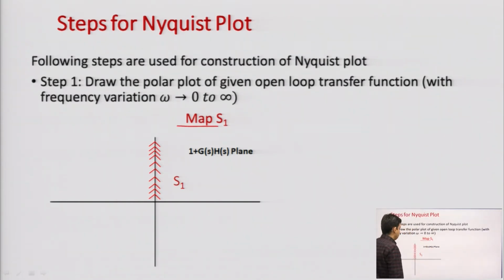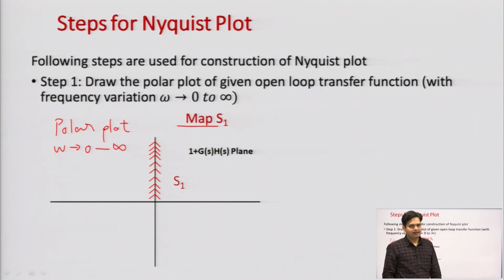So, in step S1, what we need to do? We need to draw the polar plot, where omega is varying from 0 to infinity. So, this is my step 1, and whenever we are doing this step 1, it means we are mapping our S1. This is my S1 plot of the Nyquist contour or Nyquist path. We need to plot the polar plot with respect to the given GSHS, and then we will get the plot or map of S1.